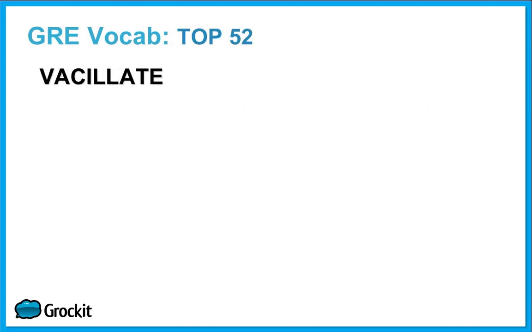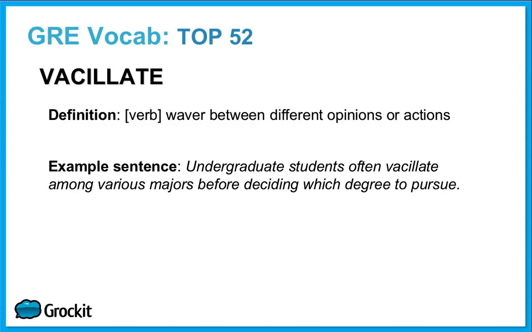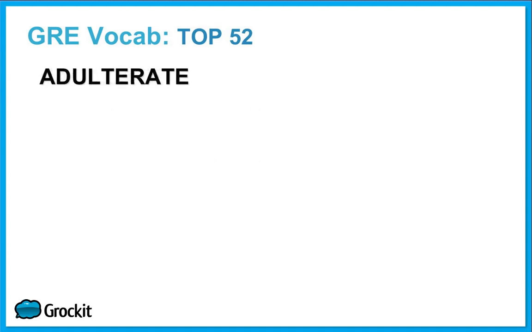Vacillate is our 19th word. Vacillate means to waver between different opinions or actions. Undergraduate students often vacillate among various majors before deciding which degree to pursue. Fluctuate, sway, and oscillate are all synonyms.